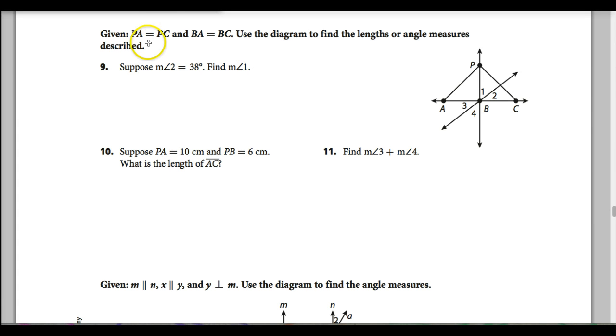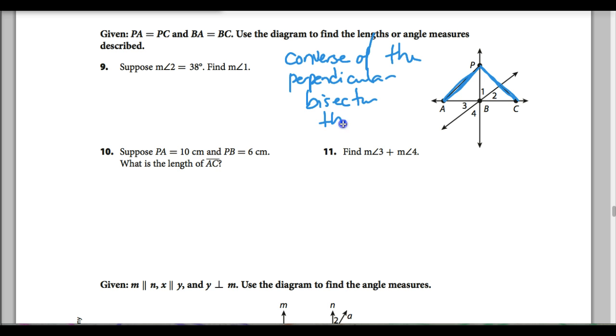It says PA is equal to PC. So PA, this line and this line, we already know that when this and this measure the same, because of the converse of the perpendicular bisector theorem, we know that if this and that measure the same, then this line over here is the perpendicular bisector of that. Let me erase all of this part because now we already know that that's the perpendicular bisector.